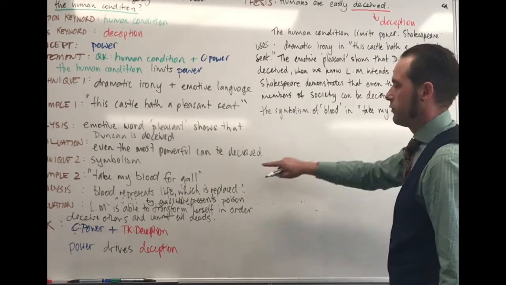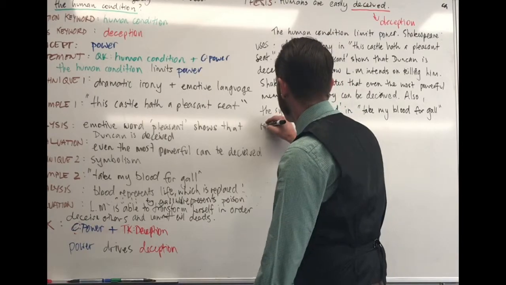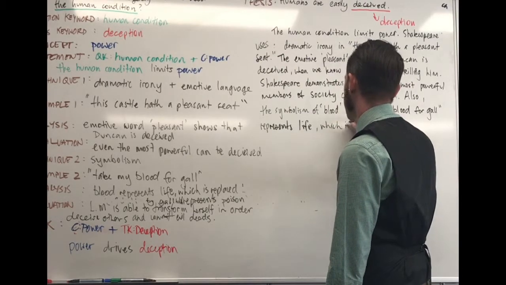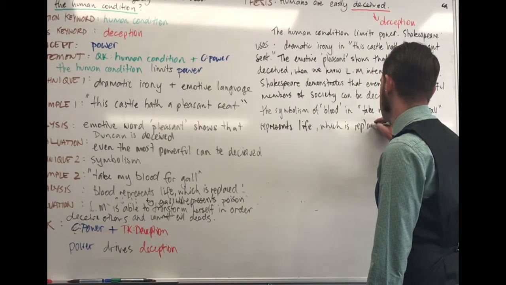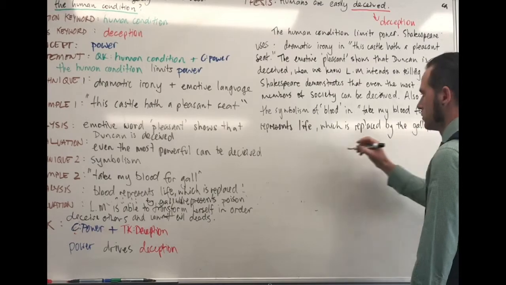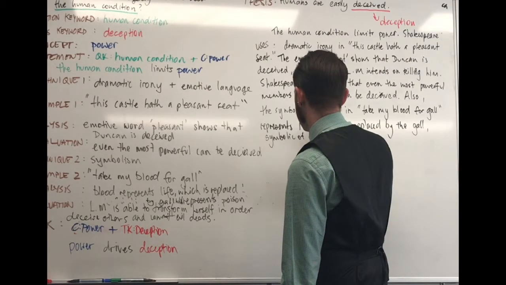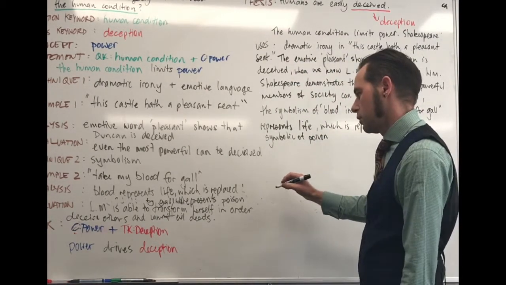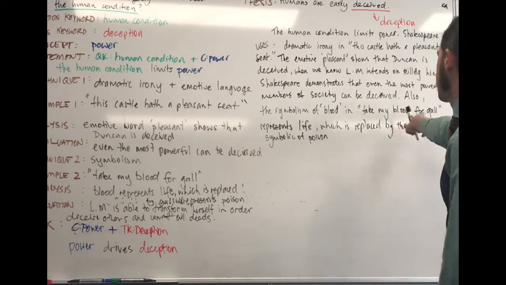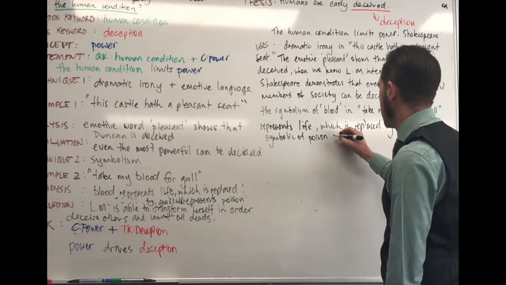Okay, I've just moved a little bit of the analysis up there. "Take my blood for gall" represents life, which is replaced by the gall, poison. So I'm just going to read that back. Also, the symbolism of blood in "take my blood for gall" represents life, which is replaced by gall, symbolic of poison.